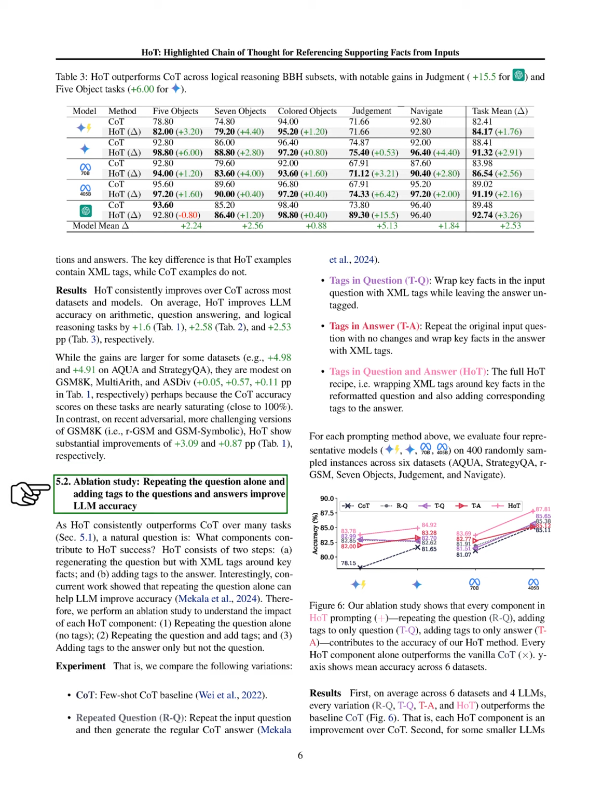We also conducted an ablation study to identify which components of HoT contribute to its success. HoT involves two steps: regenerating the question with XML tags around key facts and tagging the answer. We found that simply repeating the question can enhance accuracy. Our study compared several variations, including repeating the question alone, adding tags to the question, tagging the answer, and the full HoT approach. Our findings indicate that all variations outperform the baseline CoT.